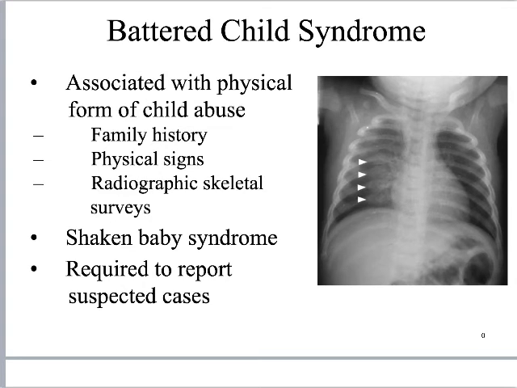These are highly suggestive of abuse because what's occurred is the child's been squeezed, right? And it caused fractures along the posterior portion of the ribs, right? You cannot fracture that way from falling down the stairs. So history is significant in helping us understand what really happened. So that's why we need both the family history and physical signs.